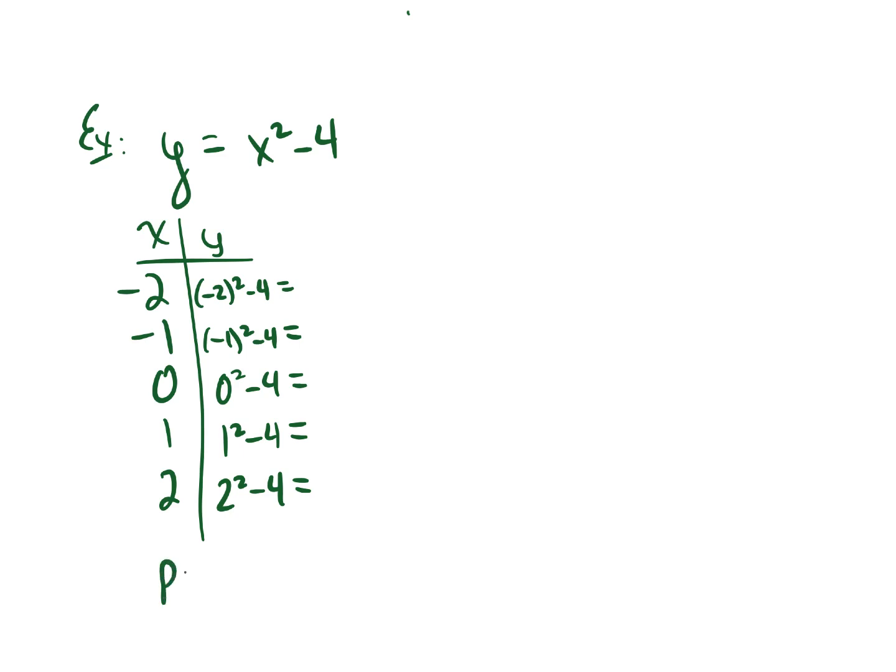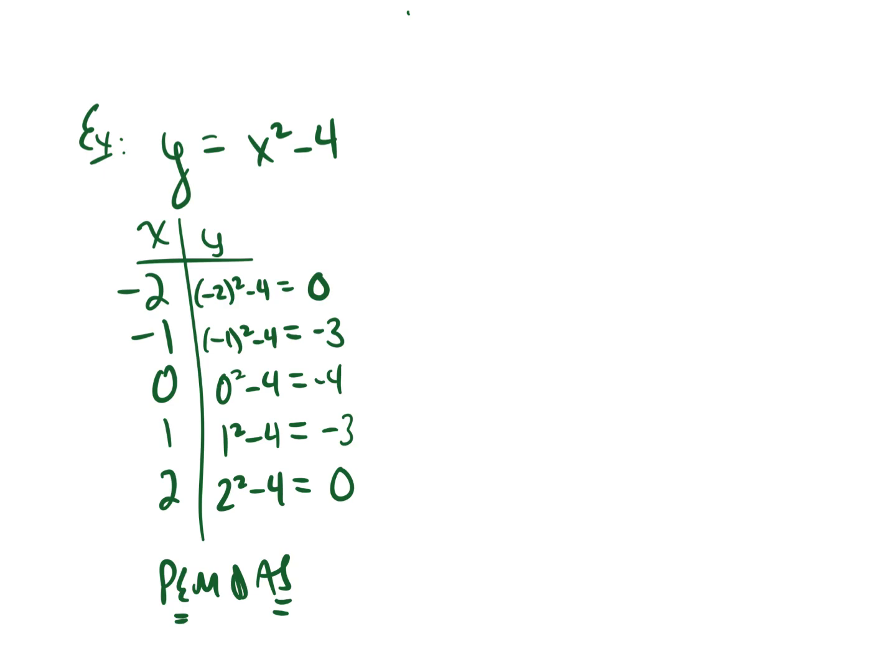Now, if you remember your PEMDAS, we always do exponents, E, before we do S, subtraction. So we have to do the exponent first, then we have to do subtraction second. So for the very first one, negative 2 squared is negative 2 times negative 2, so that would be 4, and 4 minus 4 gets us 0 as a result. Negative 1 times negative 1 is 1, and 1 minus 4 is negative 3. 0 times 0 is 0, minus 4 is negative 4. 1 times 1 is 1, minus 4 is negative 3. 2 times 2 is 4, and 4 minus 4 is 0.